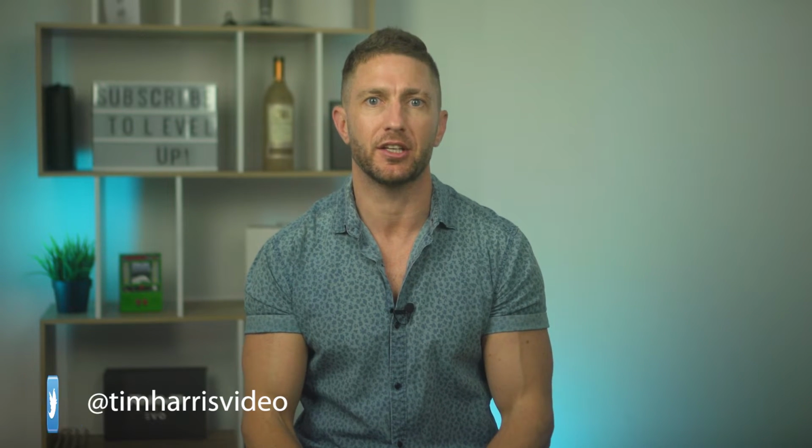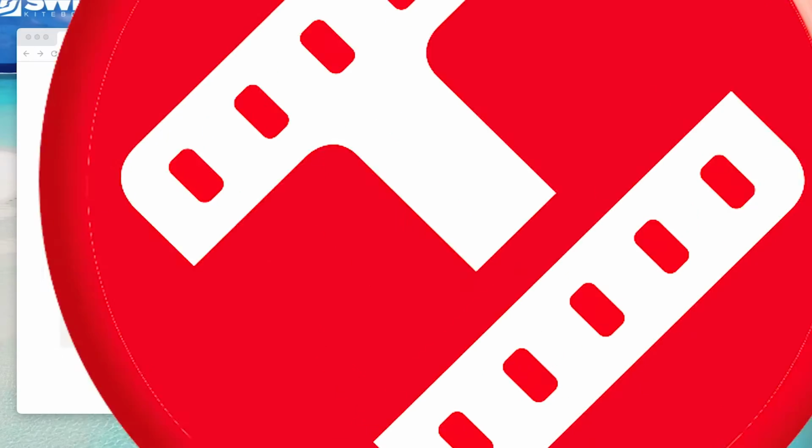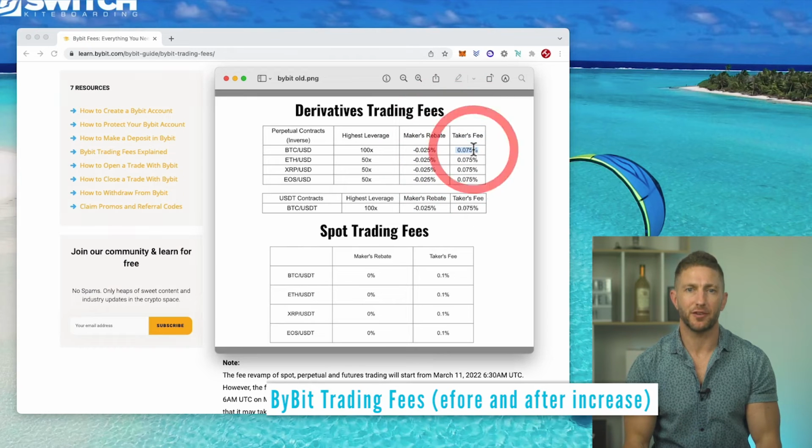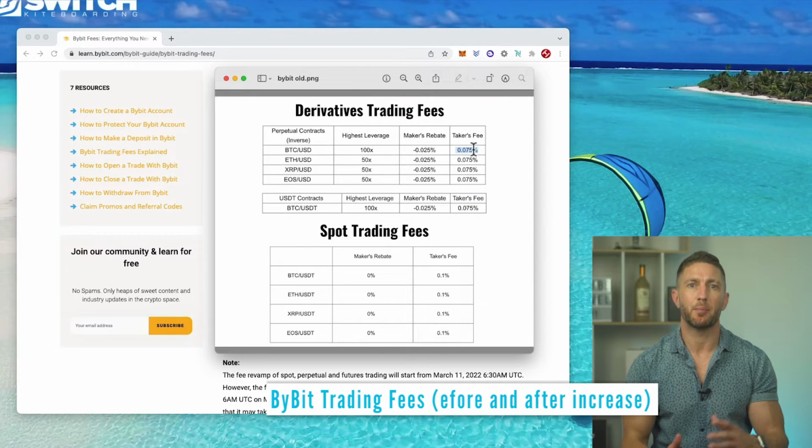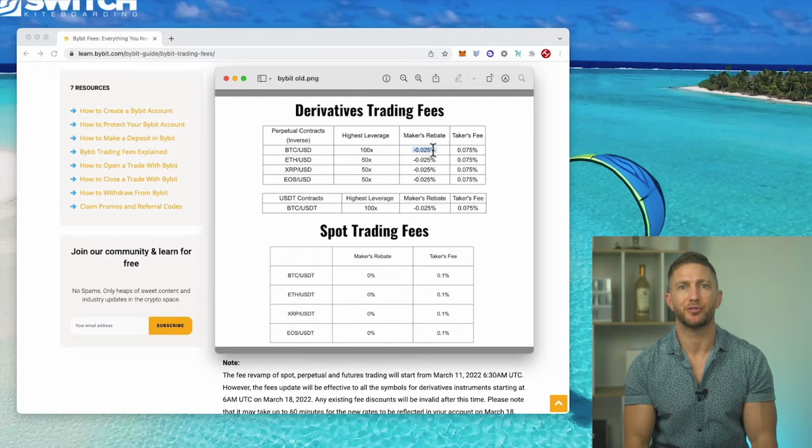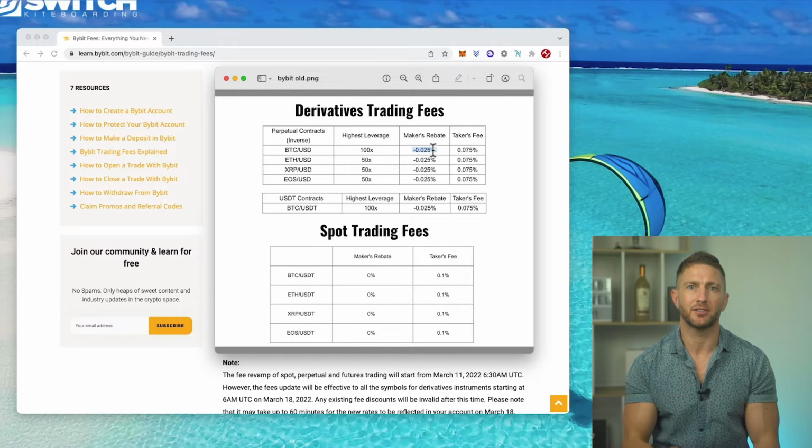Now I'm referring here to leverage and derivatives trading, as opposed to spot trading. Up until now, the Bybit taker fee was 0.075%, and the Bybit maker fee was minus 0.025%. But as this is a minus fee, it's actually a rebate. That is, they pay you when making this type of trade. Also, the spot trading taker fee was 0.1%, with the spot trading maker fee being 0%. By the way, watch this video here if you don't know the difference between a maker and a taker trade.